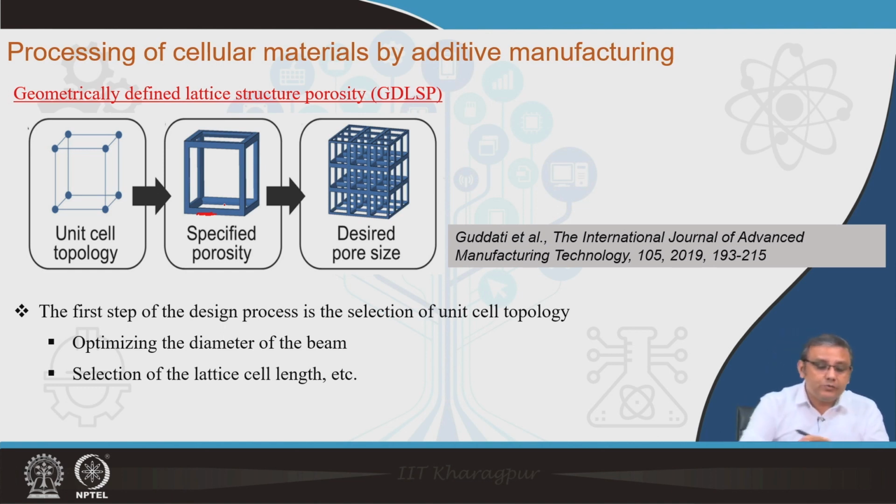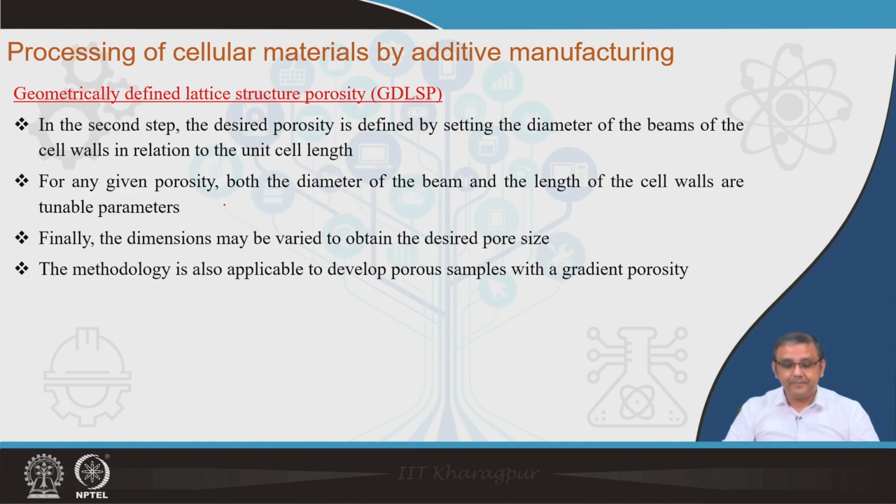That means once we have identified the unit cell topology and its specified porosity, that means we have identified the dimensions and thickness of the individual unit cells, the next and final stage is to repeat this in 3 dimensions to our desired final end component. So, all three steps together give rise to our GDLSP, that means the design controlled porosity of the final AM component.